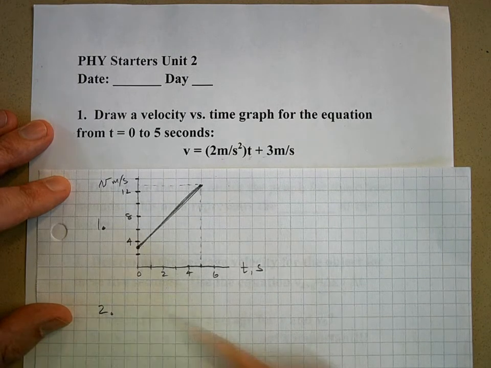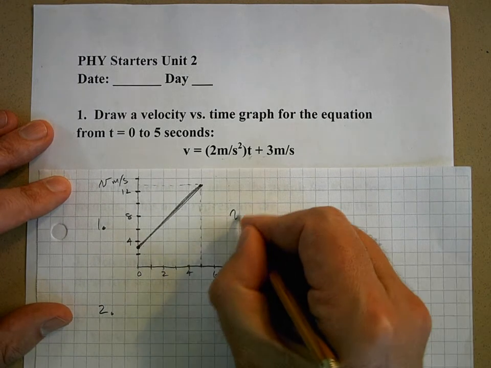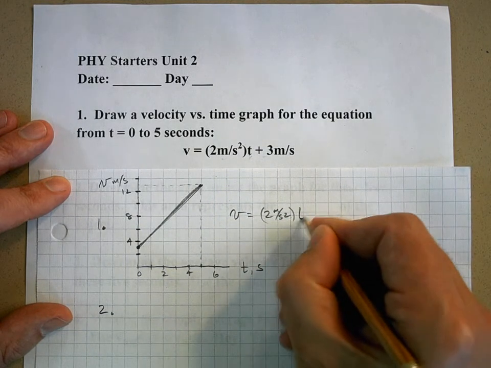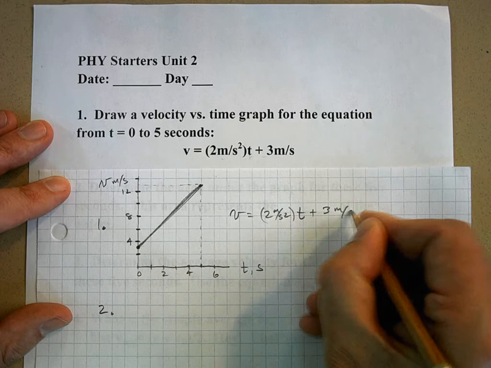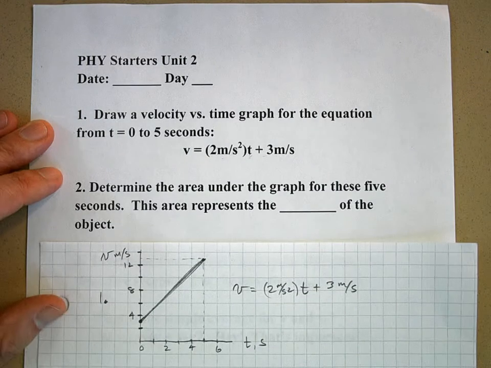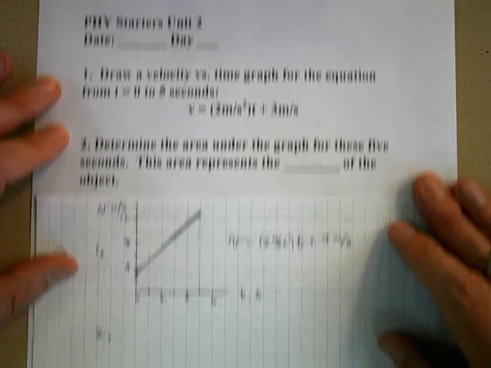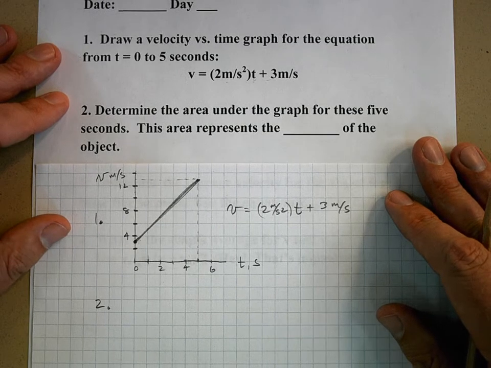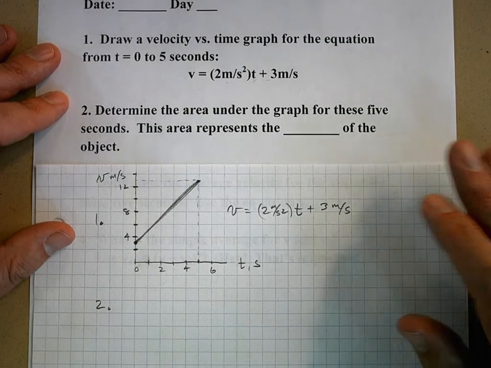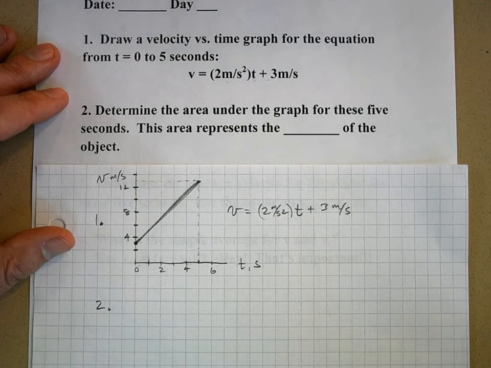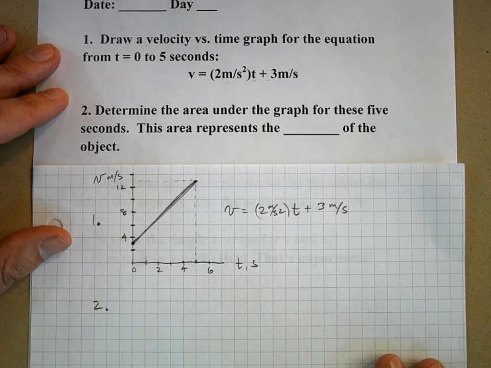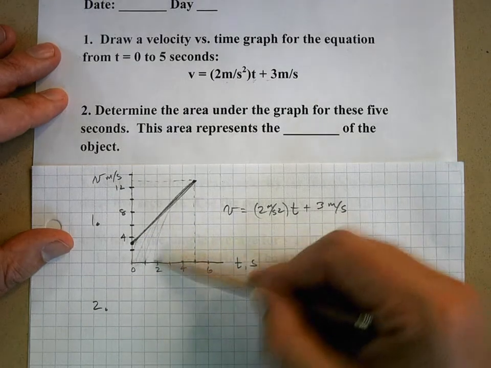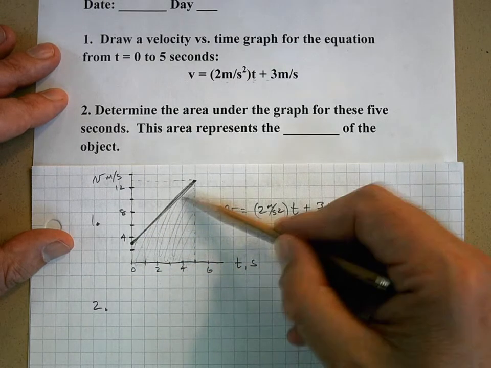And then number 2. So let's just write the equation down. 2 meters per second squared times time plus 3 meters per second. Now it says, for number 2, it says determine the area under the graph for these 5 seconds. And, well, now there's a couple ways to do this. I'll do it the way that most people would do it. The area underneath this graph, it's all of this. All of this.